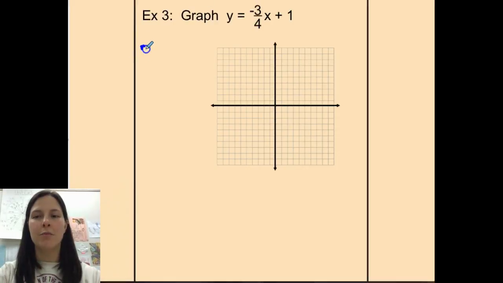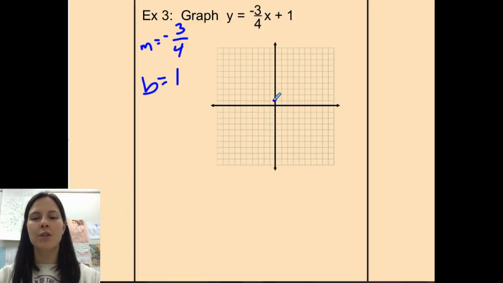Next, we have a slope of -3/4. A lot of students tend to have difficulty graphing a negative slope, and I'll explain why in a minute when we put that on our graph. Our y-intercept is +1, so this time we'll start up 1.